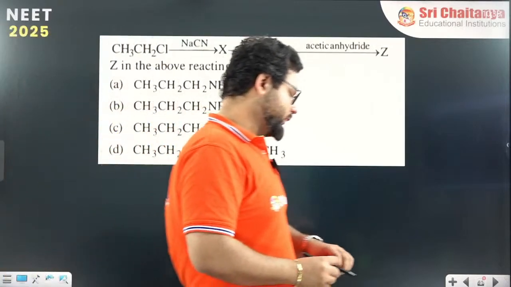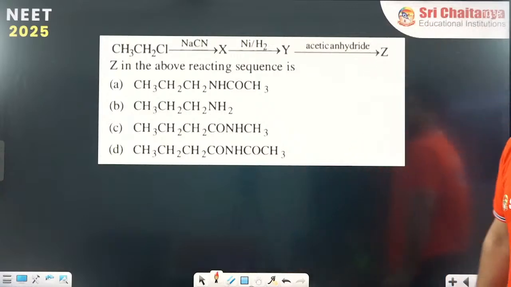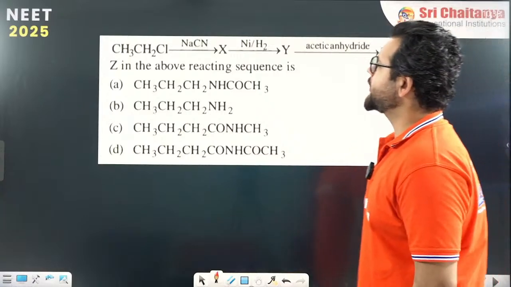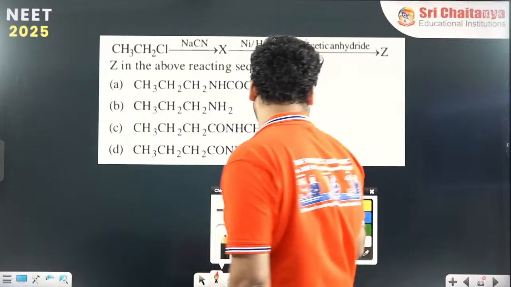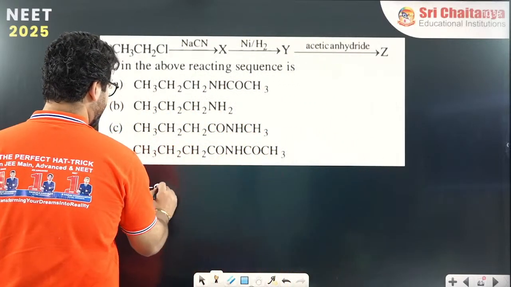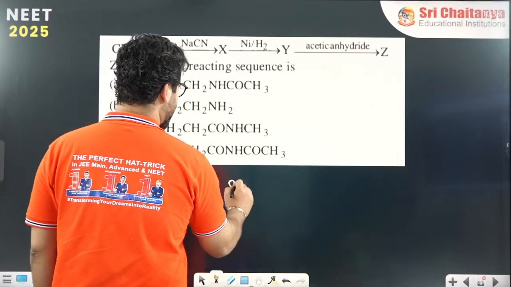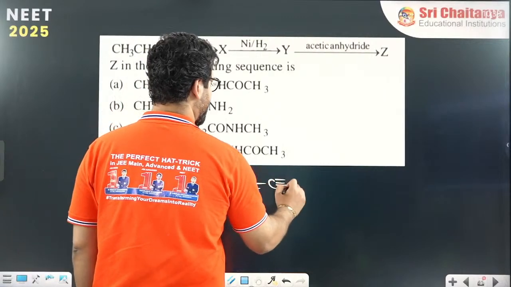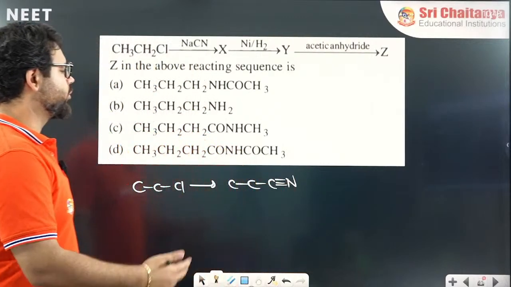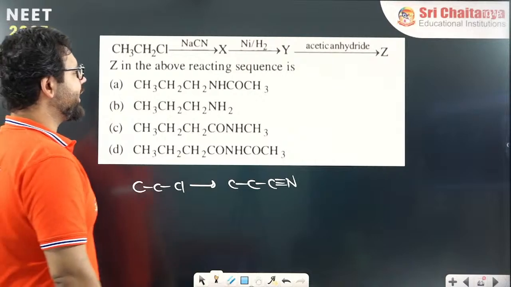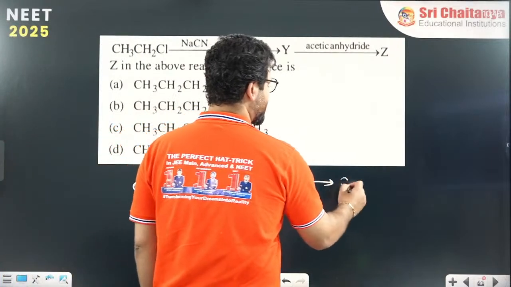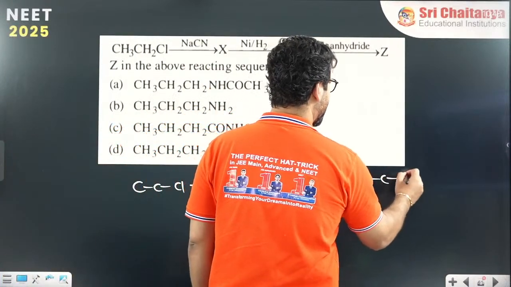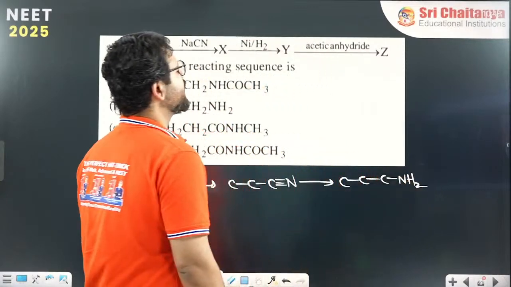Okay. Moving to the next one. Next one says ethyl chloride plus NaCN. Okay. Ethyl chloride plus NaCN is going to give you propane nitrile. Propane nitrile with nickel and hydrogen is going to give you primary amine, propanamine.